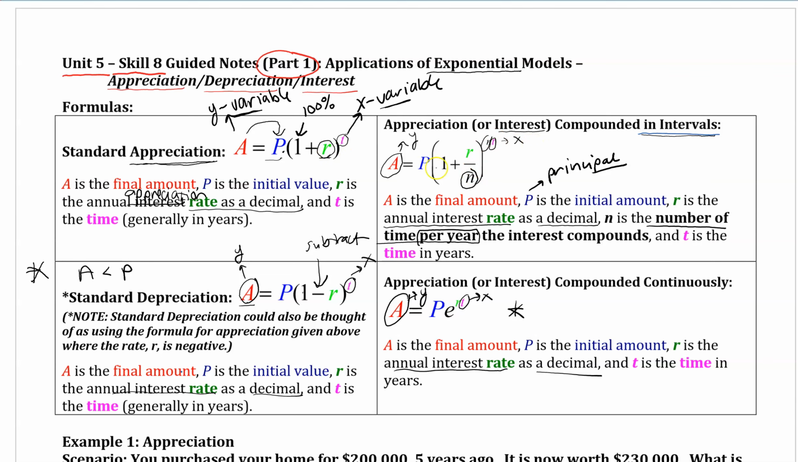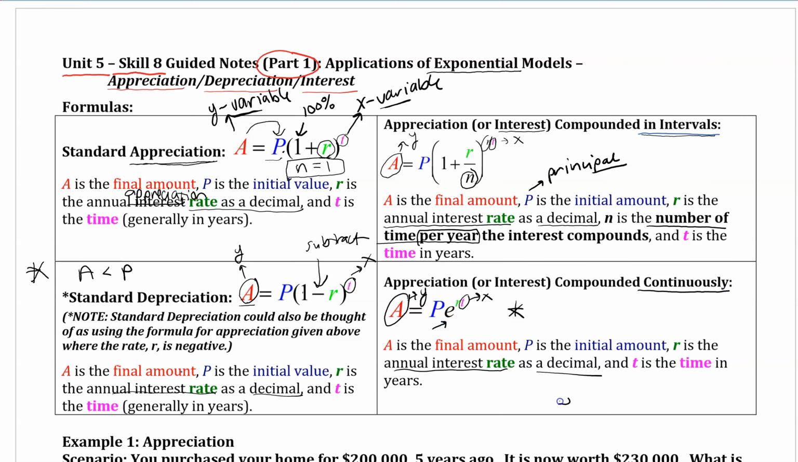Notice that these formulas would be the same, though, if n was equal to 1. If n was equal to 1, it would just be 1 plus r, just like it is here. If n was equal to 1, this would be 1 times t, just like it is here. So these two formulas are the same when n equals 1. Okay? Now, let's go down to compounding continuously, and then you'll notice, oh, there's that number e.